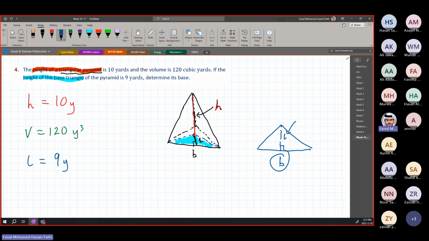Again, how do you solve this? You apply the volume of a pyramid that you know. What is the volume of the pyramid? For the triangular pyramid, or any pyramidal shape, the volume V is equal to the area of the base of the shape, in this case a triangle, times the extended height, in this case H, the red H.